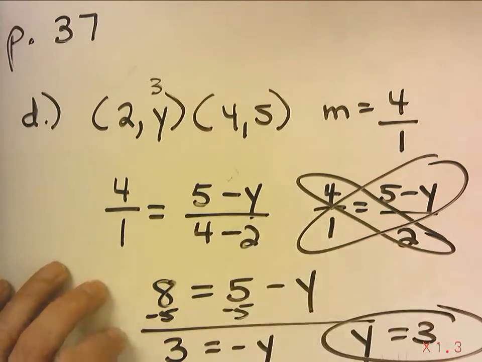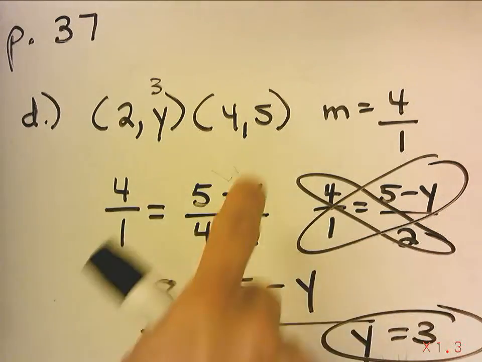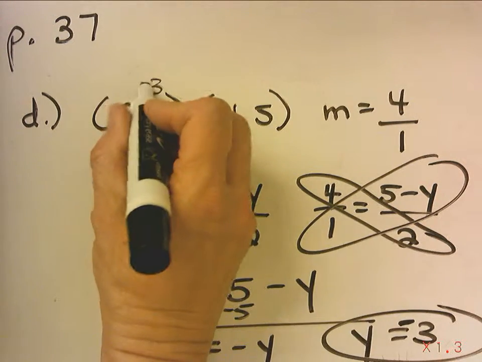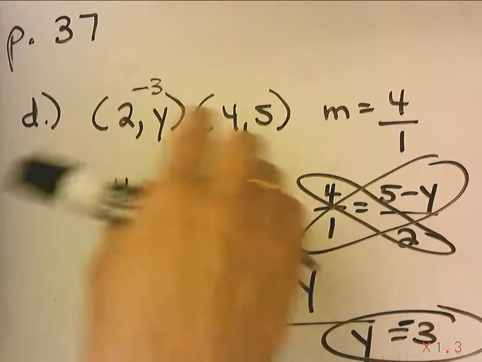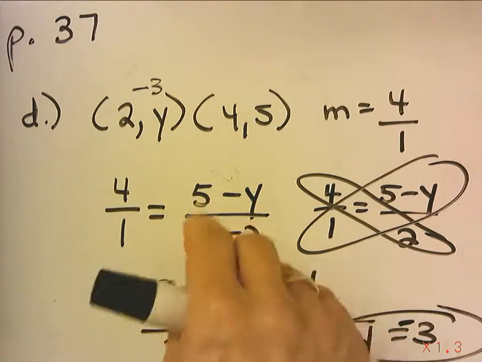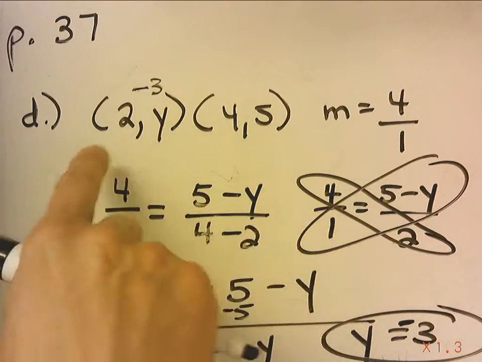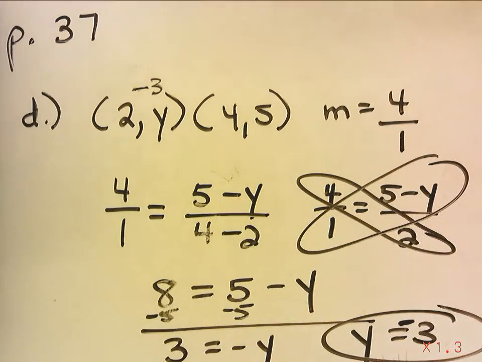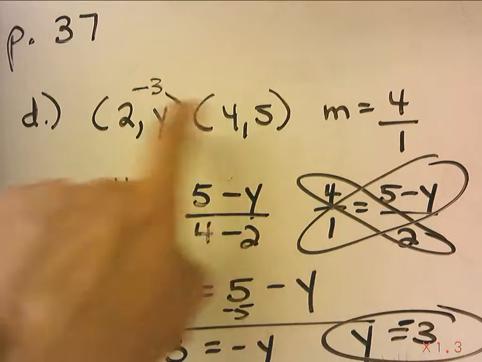Now, we can mentally check this answer. 5 minus 3 is 2. Oh, that's wrong. See, I caught my mistake. This should be negative 3. And 5 minus negative 3 is 8. Over 4 over 2 is 2, and 8 over 2 is 4, so this works. So our answer was negative 3. And see, I found my mistake because I went to check.